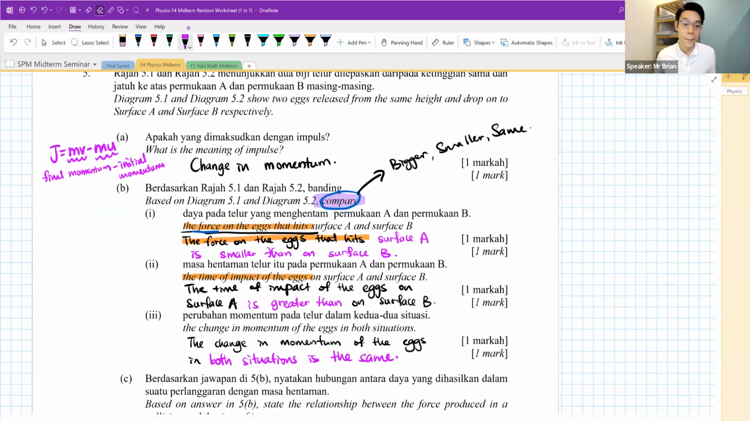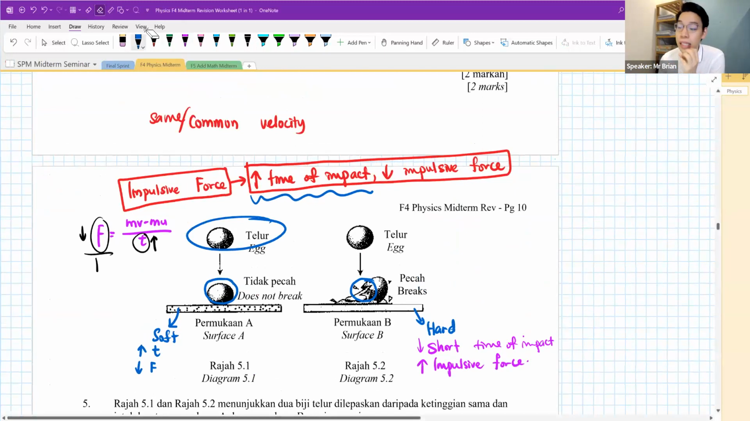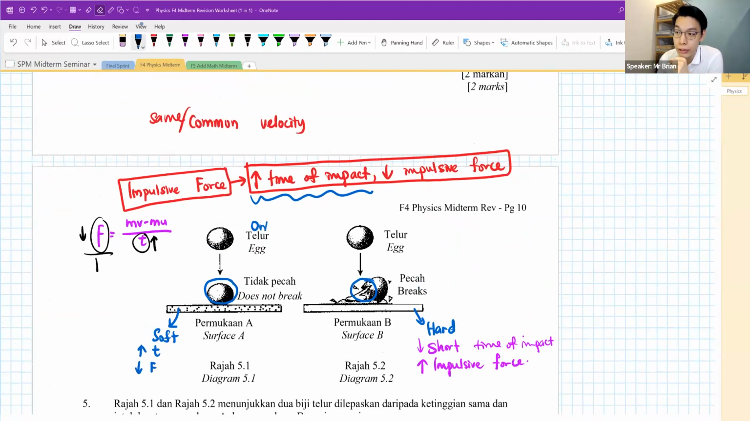Let me explain. Why are they the same? They are the same because of this. Imagine this, guys. At first, the egg, you want to drop it. The speed is usually 0. By the time it reaches here, it will speed up. But you drop from the same height, right? So let's say it will speed up until it becomes 2 or let's say 3 meters per second when it reaches here.